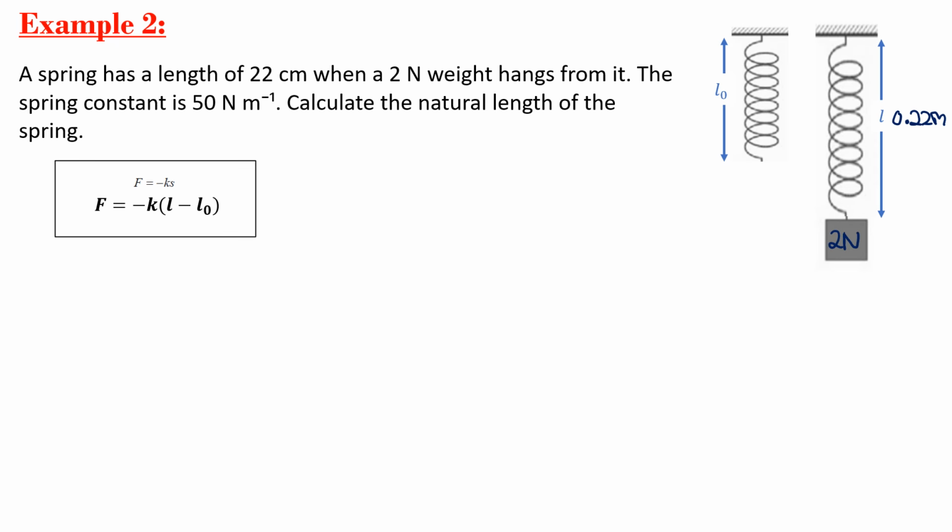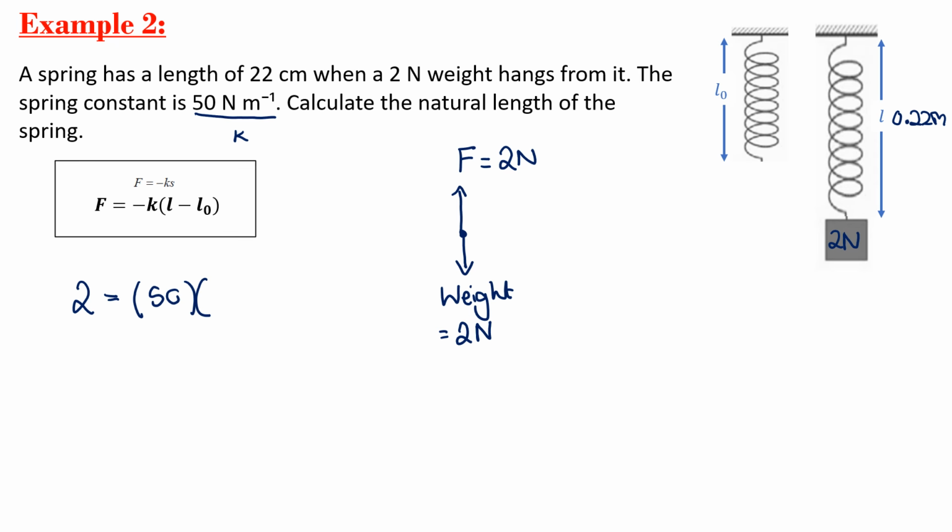So again, we know that we're working in equilibrium, which means that our forces up and forces down must be equal. Everything is balanced. So we have our weight acting down, our weight is given to us just as 2 newtons. We then have this restorative force working up. Because we're in equilibrium, this is also going to be 2 newtons. Filling into our formula for Hooke's law, that tells us that the force is going to be equal to K, which we're given in this case. It's our 50 newtons per meter, times L, 0.22, minus our natural length L0.